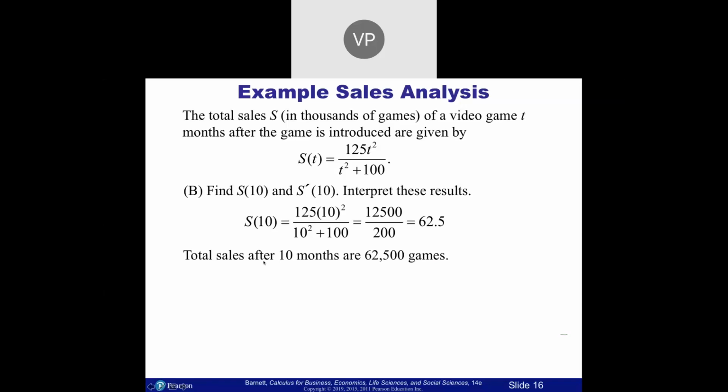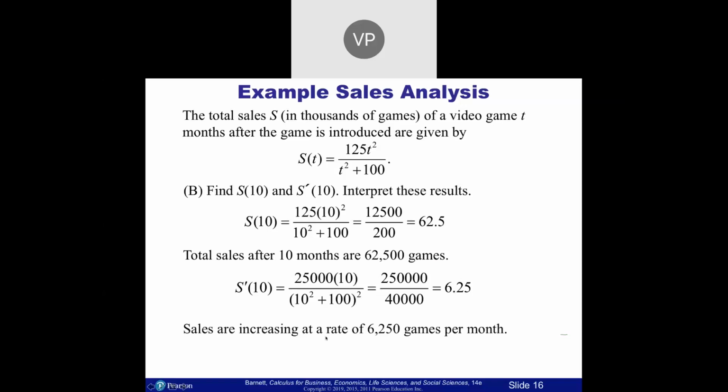Now, after 10 months, like I just said, we plug that into the derivative. Whole different equation. This is the derivative that we just found on the previous page. This comes out to be 6.25. Remember what the derivative means? That's the rate of change of the sales. So S is sales, S prime is how fast the sales are either increasing or decreasing. If it's a positive number, they're increasing. If it's negative, they're decreasing. So this means it's increasing at a rate of, remember, they're in the thousands, so it's 6,250 games per single month. That's what's going on here.